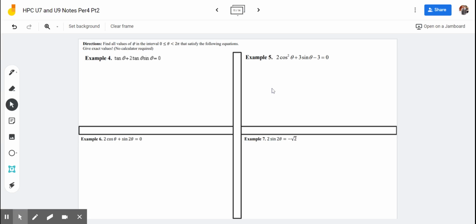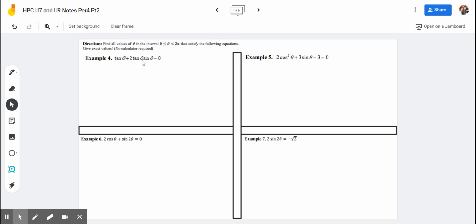So, guys, in this video, we're going to continue solving these trig equations. Find all values of theta in the interval 0 less than or equal to theta less than 2 pi that satisfy the following equations. Give exact values. And each one of these problems does not require a calculator. Okay, so let's take a look at example 4 here.